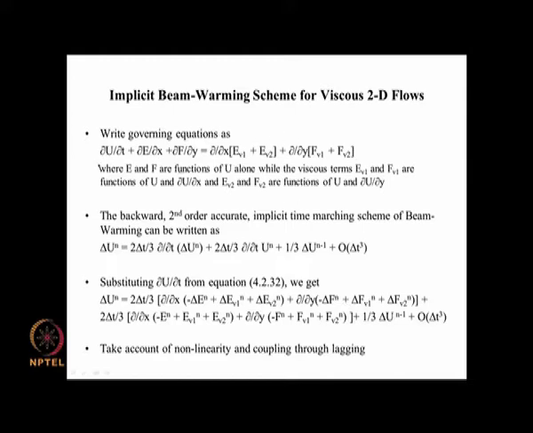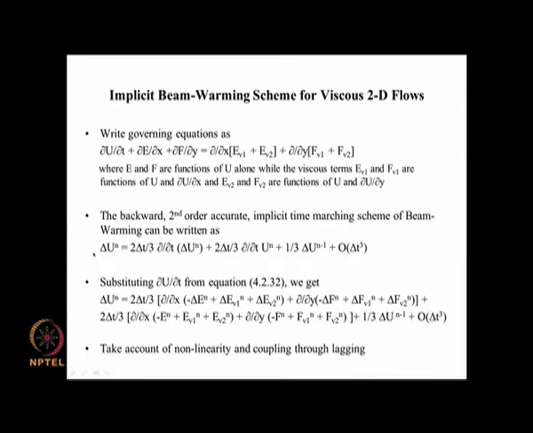Having written this, how do we make up a solution scheme, which is the Beam-Warming scheme? We can write the implicit time marching scheme as per the Beam-Warming method as Δu^n equal to 2Δt/3 ∂/∂t of Δu^n plus 2Δt/3 ∂/∂t of u^n plus 1/3 of Δu^{n-1}.